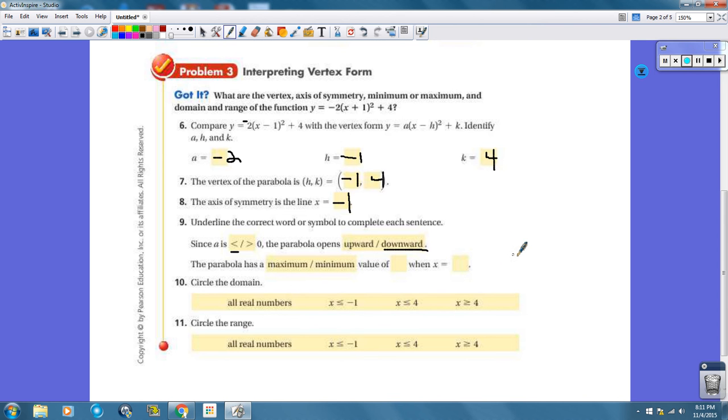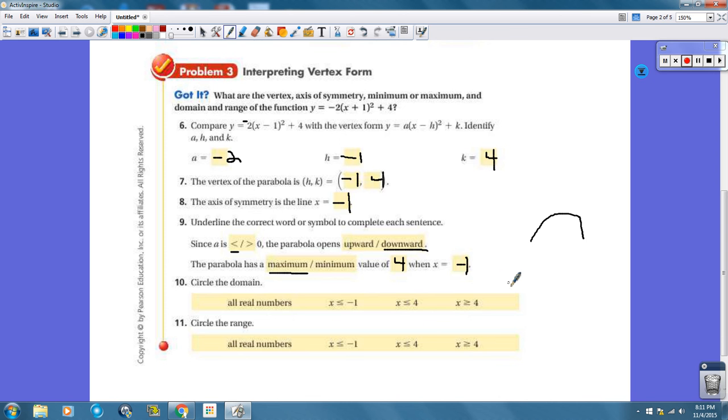In other words, what you're looking at is the graph looks like this. So this is the maximum. A is less than 0, it opens down. If A is greater than 0, it opens up. If it opens up, it has a minimum. If it opens down, it has a maximum. So this has a maximum, okay, of what value? It would be 4, because your maximum or your minimum is your y value. So this has a value of 4 when x is negative 1.